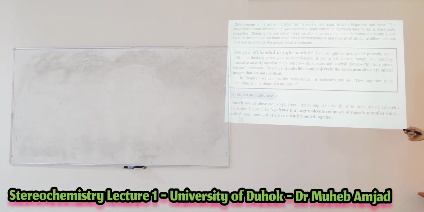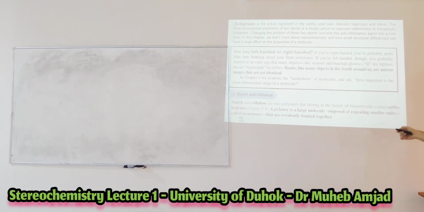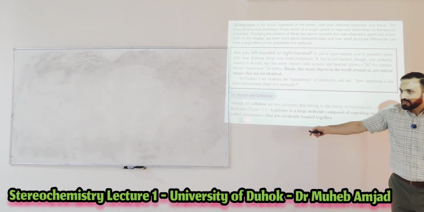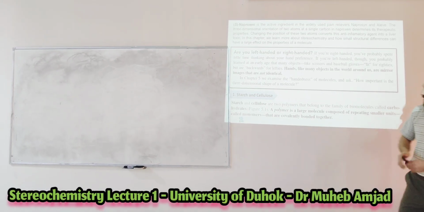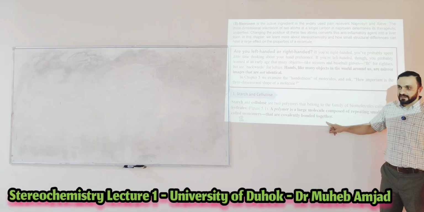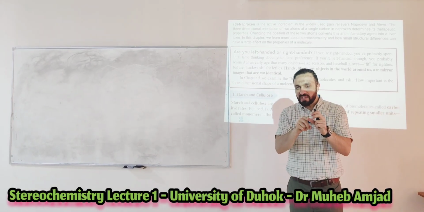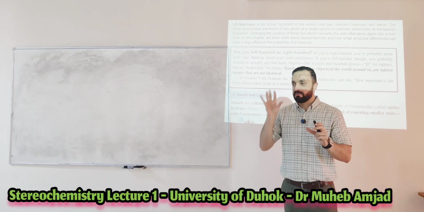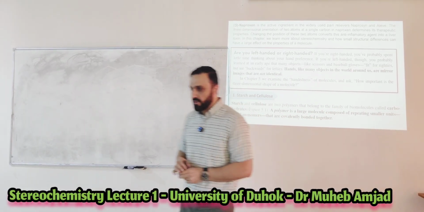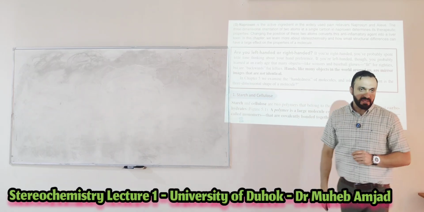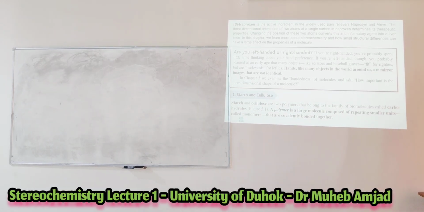Here I give you a small definition of what a polymer means. It is not our subject, but you have to know what a polymer is. A large molecule composed of repeating smaller units called monomers that are covalently bonded together. Is it an ionic bond? No, it's a covalent bond. It must be a covalent bond. It will give you polymers.